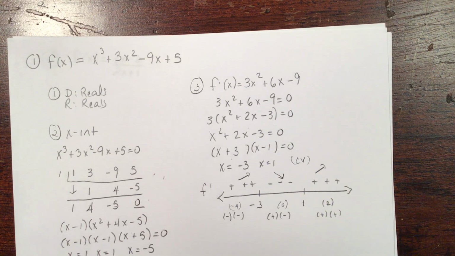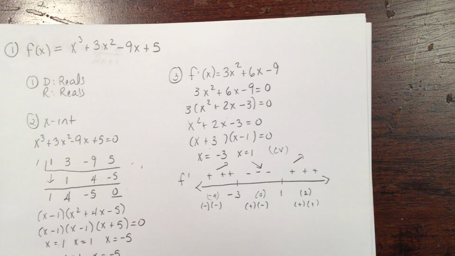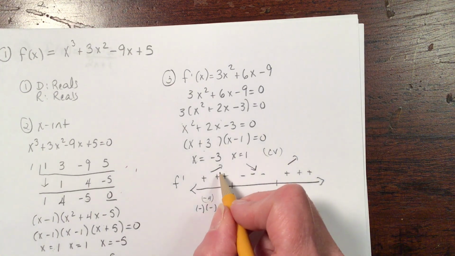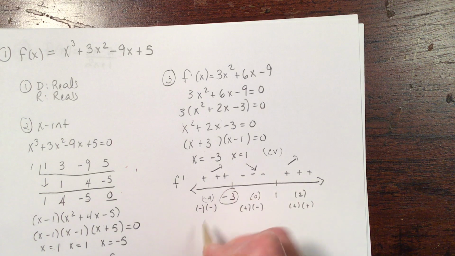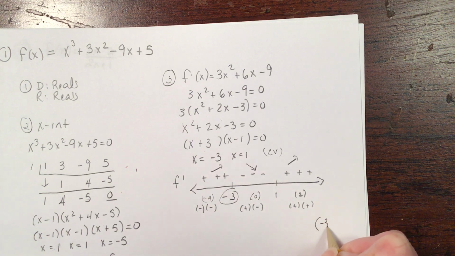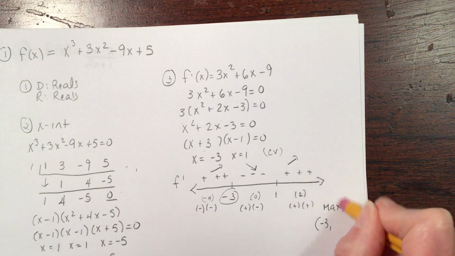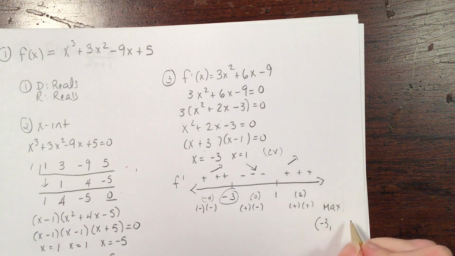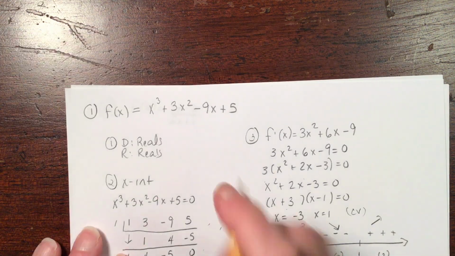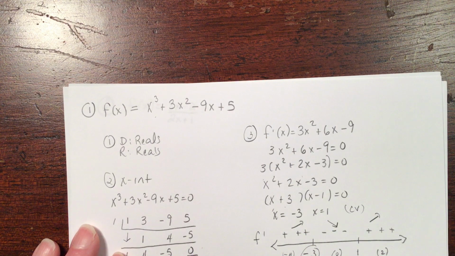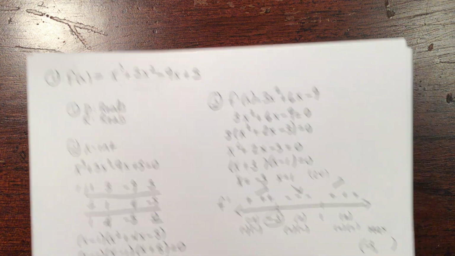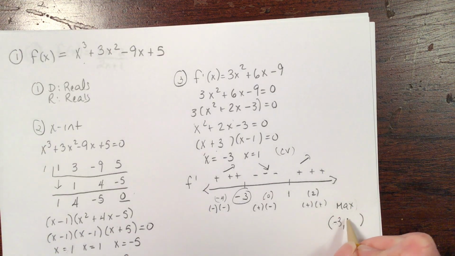Now, from here, we also want to find any relative maxes or mins. So I know that when I go from a positive to a negative, -3 is going to be a maximum value on my curve. How do I get the y value? I get the y value by plugging -3 into my original function. I will also give you a second to work that out on your own. And you should get -32 as a maximum value.